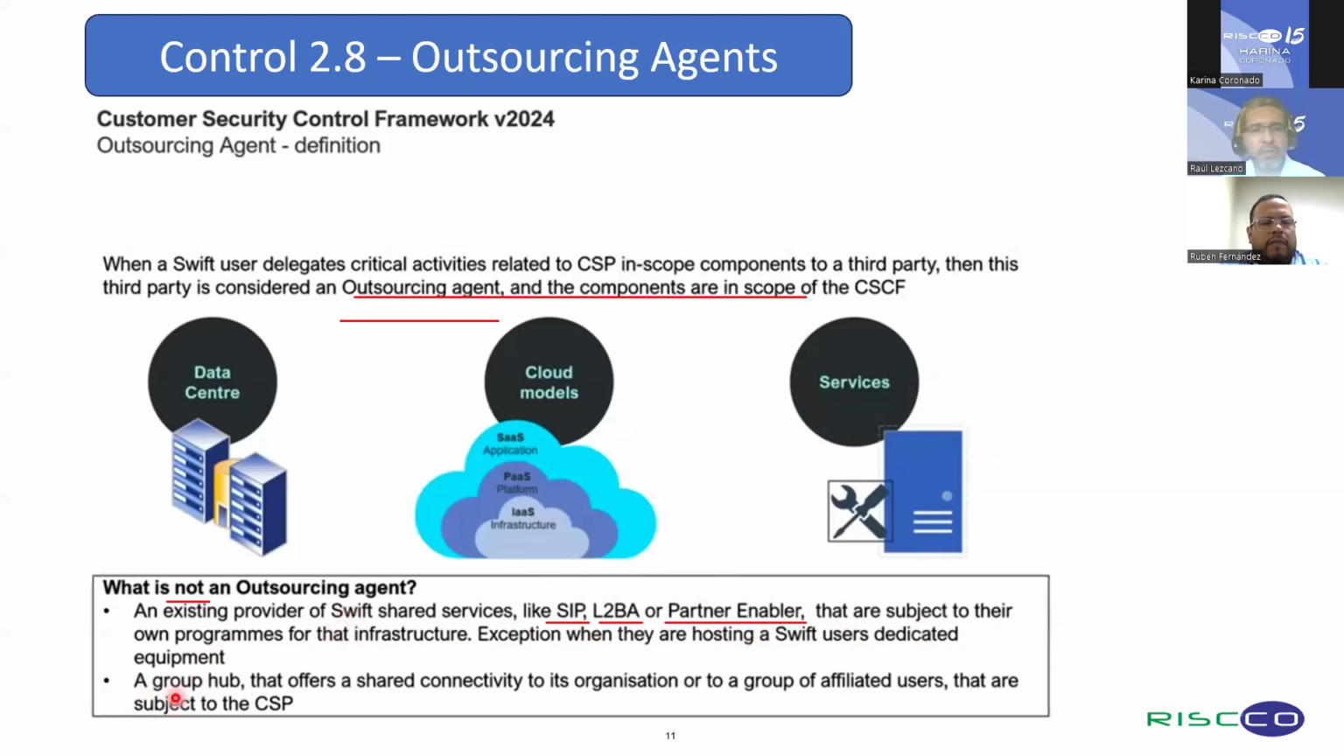And then there is another service, the Group Hub, that is another particular situation where this does not correspond to an outsourcing agent definition.